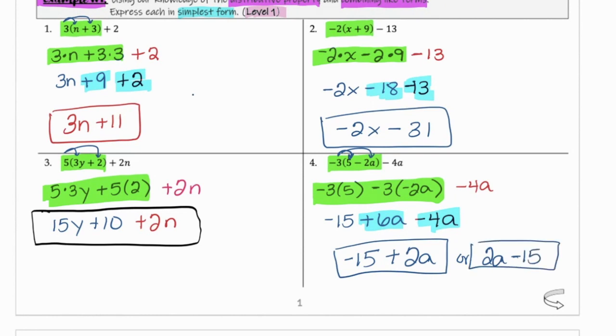So when we are doing these types of questions, what I'm going to be looking for first is distribution. I'm going to distribute first, and then I'm going to look for my like terms, if any. So sometimes you're lucky and there are no like terms, so you're done. Let's take a look at page 2.